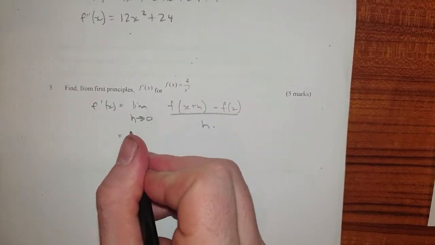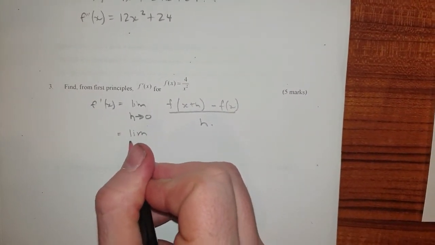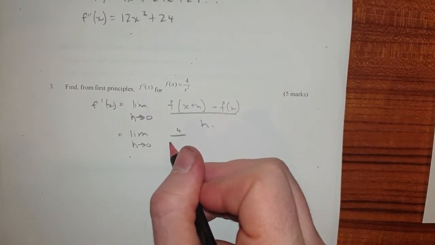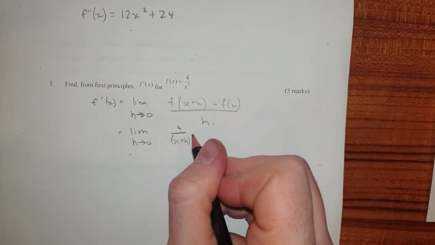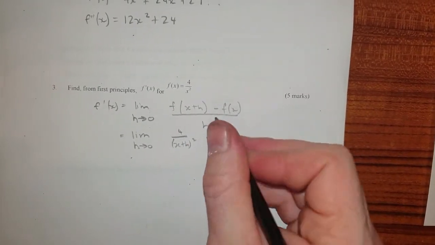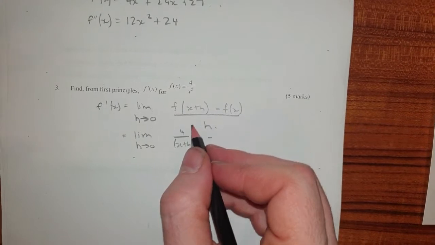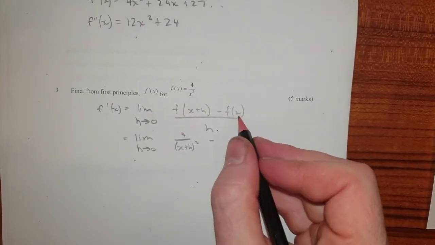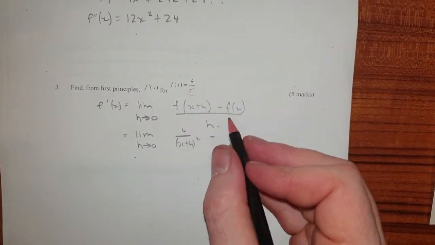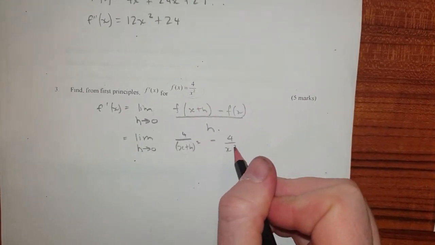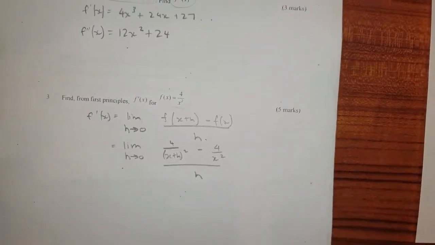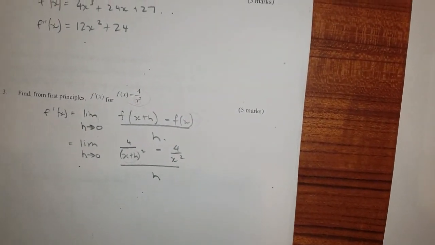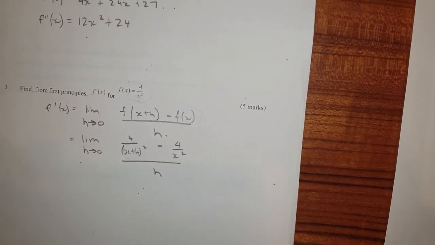So what I'm looking at is our limit as h tends to 0 of 4 on x plus h squared. Subtract, that is literally just my f of x plus h. I've just substituted, instead of writing x, I've written x plus h. Subtract the original function, which is just this. So 4 on x squared. That's all over h. So this is one of the questions where I've got to multiply through by the denominators of both fractions to try and simplify it.